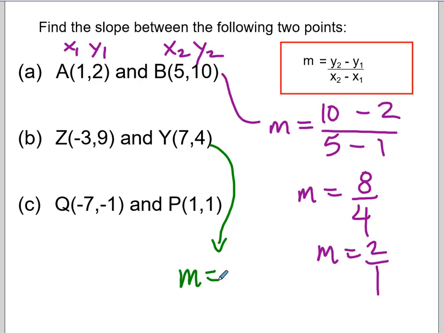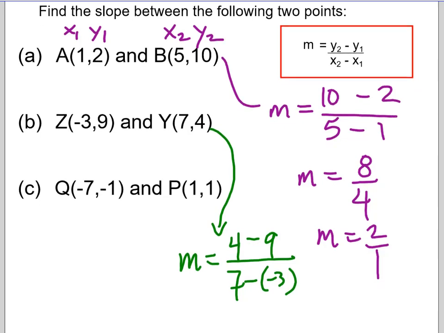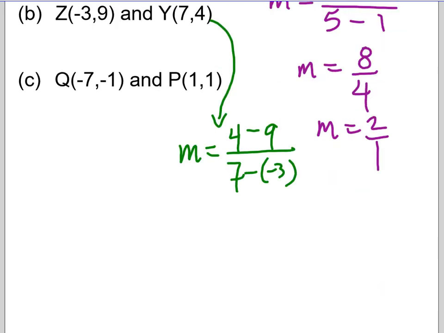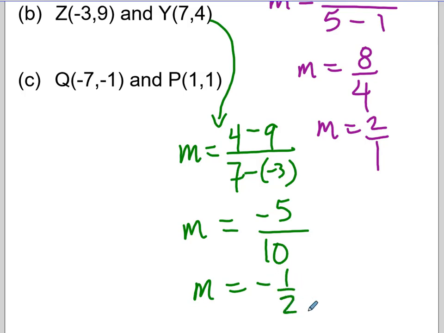I'm going to run out of space here, so I'm going to do my best. And again, we can switch the order. It doesn't matter in terms of which point goes first. Do watch out for those negative signs. So let me just double check my signs here. So 4 minus 9 over 7 minus -3. I'm going to run out of space, so I better move that down a little bit. And now we have -5/+10. So this becomes -1/2.